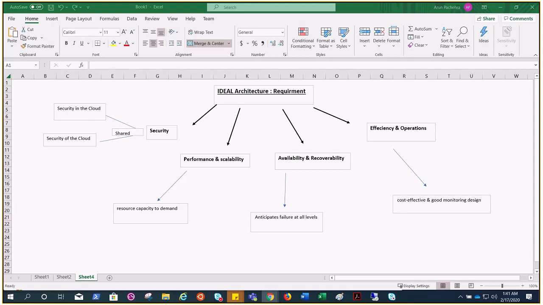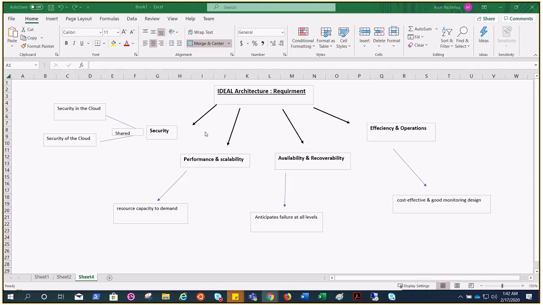Okay, so in order to save some time, I've already created these mind maps. This will help us to go through all the requirements one by one. So before I start, in an ideal architecture, we would build the most secure, high performance, highly available and efficient environment possible.